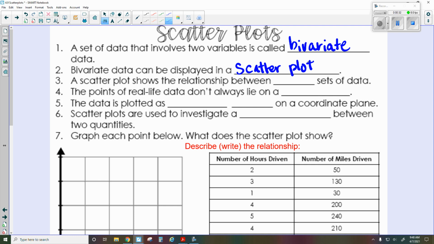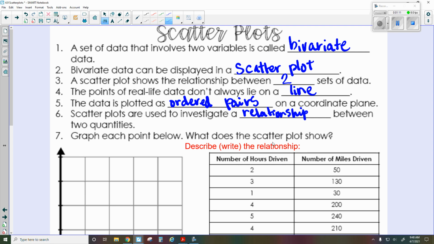A scatter plot shows the relationship between two sets of data. The points of real-life data don't always lie on a complete straight line like we've been looking at with linear equations. The data is plotted as ordered pairs on a coordinate plane. Scatter plots are used to investigate a relationship between two quantities, and that's what we're going to look at today, the relationship between two quantities.